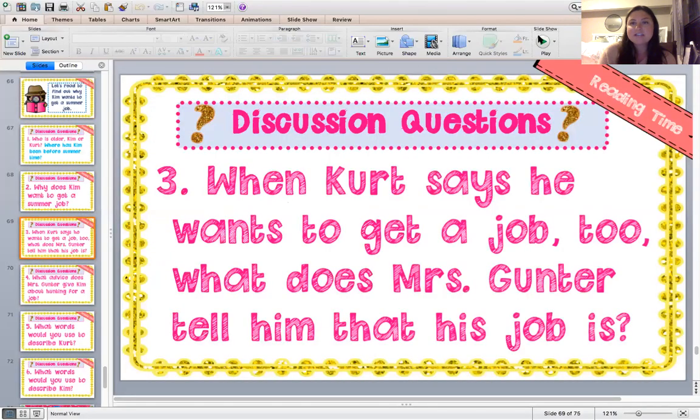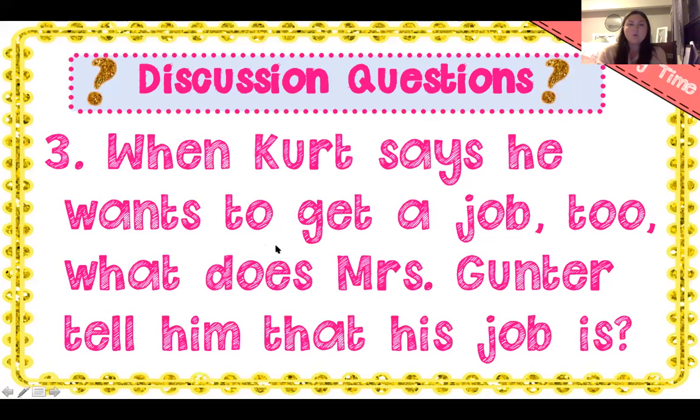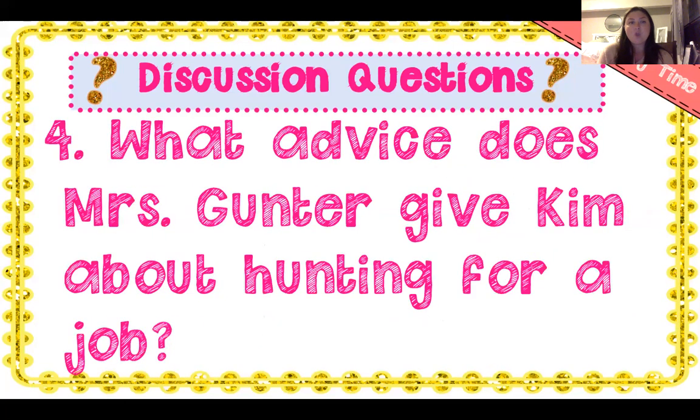So when Kurt says that he wants a job too, what does Mrs. Gunter tell him that his job is? It's to do what Kim says and help be good while she looks for a job. Ooh, what advice does Mrs. Gunter give Kim about hunting for a job? What advice does she give her? She tells her to keep her chin up, use her manners, smile, show them how smart she is. Those are all great pieces of advice from her mom.